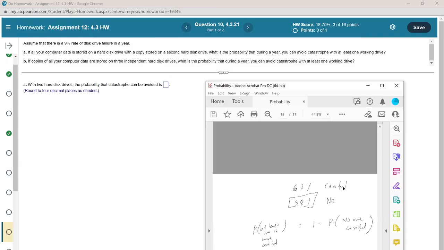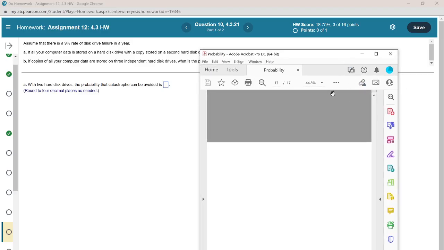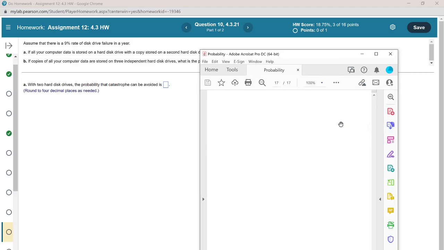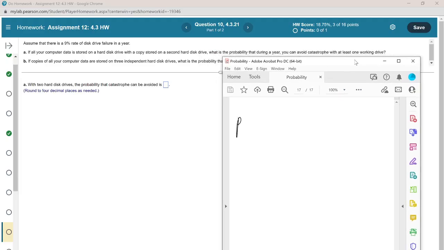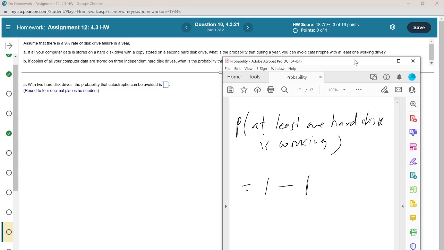The probability that at least one hard disk is working can be found by subtracting the probability that no hard disk is working. I mean, we are using two hard disks, and both of them are not working, so the probability of both not working, we have to subtract this probability from 1.